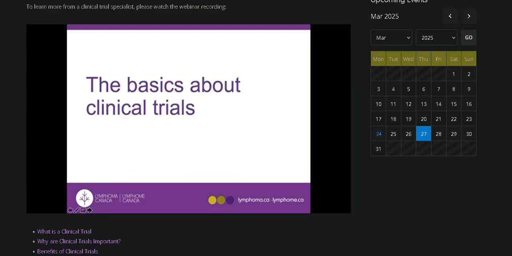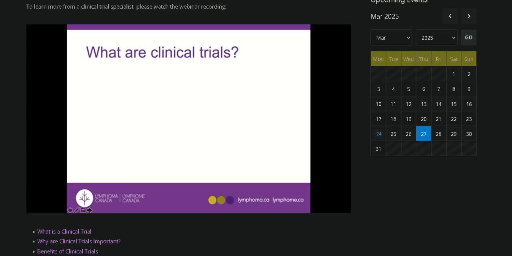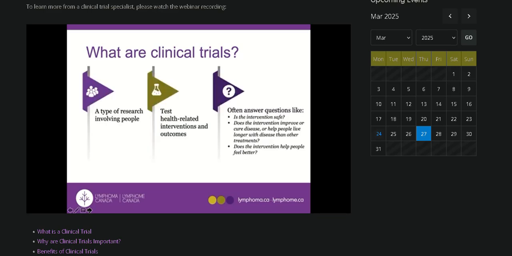So let's start with some basics about clinical trials. What are clinical trials? Maybe you've already got a notion in your head about what trials are. In their most basic definition, they're a type of research that involves people. They are experimental, that's important to know. Clinical trials test what we call health-related interventions. Intervention is a fancy word for therapies or treatments. And we also look at the outcomes related to those treatments or therapies.